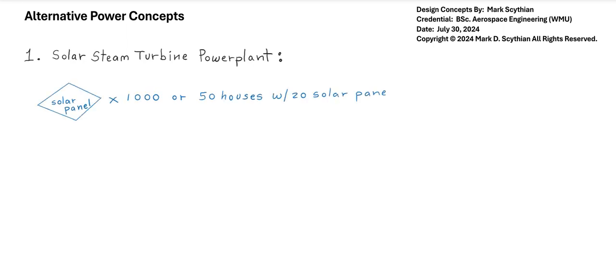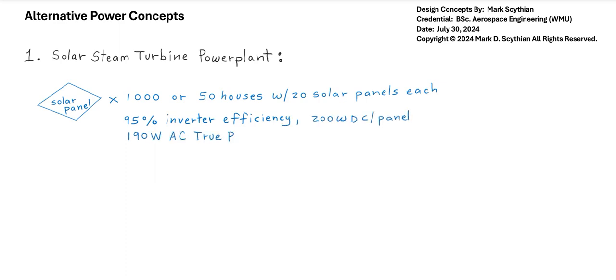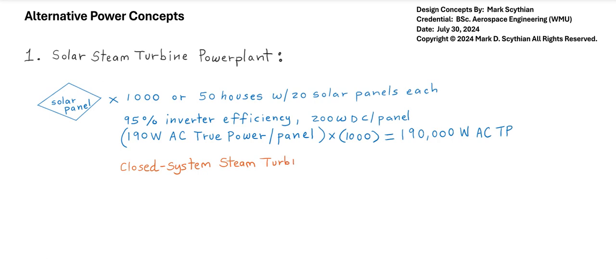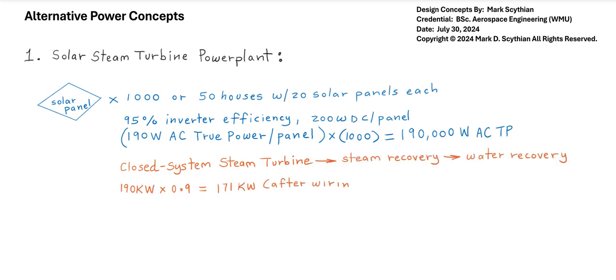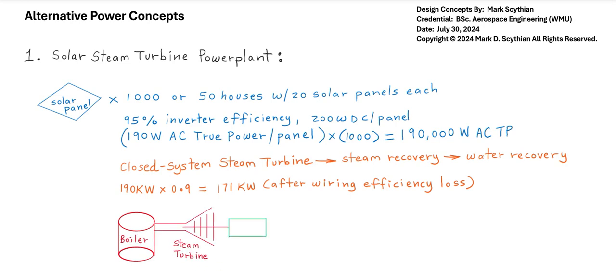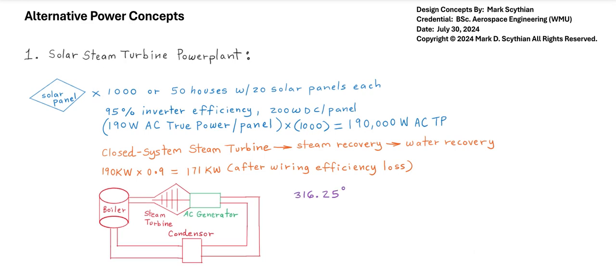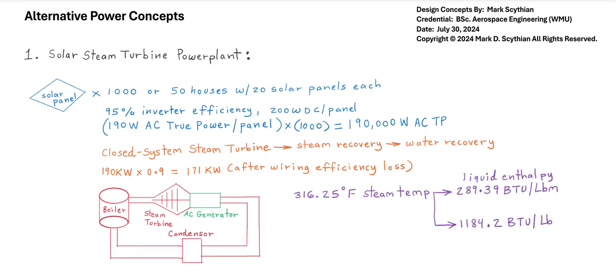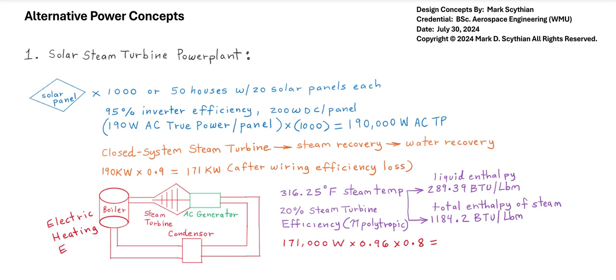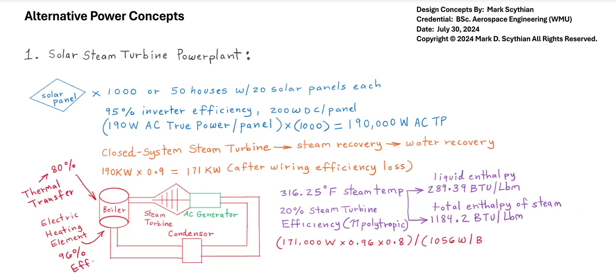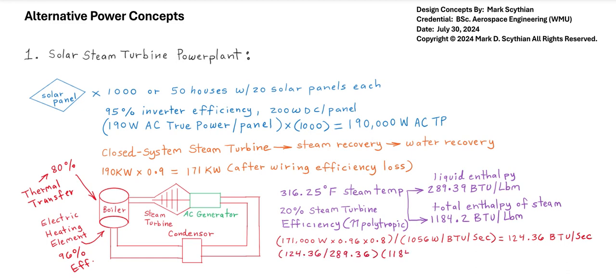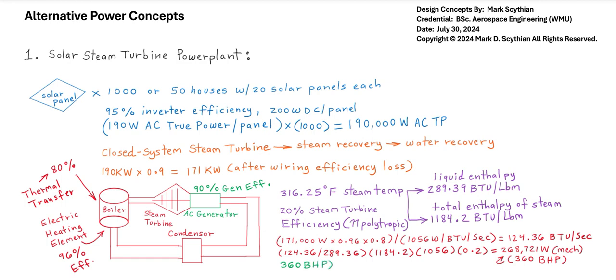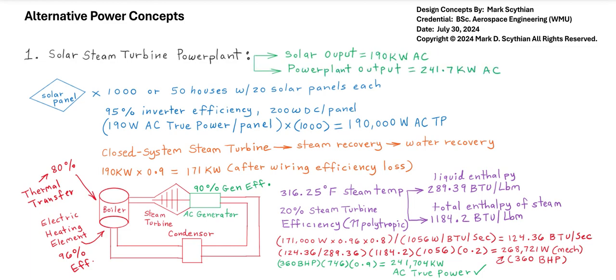So it's set up where we have 1,000 solar panels sourcing off of 50 houses with 20 solar panels each. And of course our inverter efficiencies are very high today, right around 95%. So let's assume we tapped sufficient power, 171 kilowatts, transferred into a steam boiler, for which we set the saturated steam enthalpy at a steam temperature of 316.25 Fahrenheit, a very practical steam dynamics steam temperature.